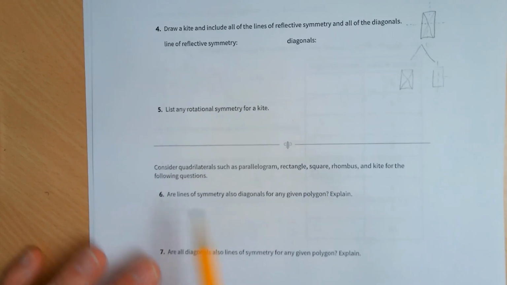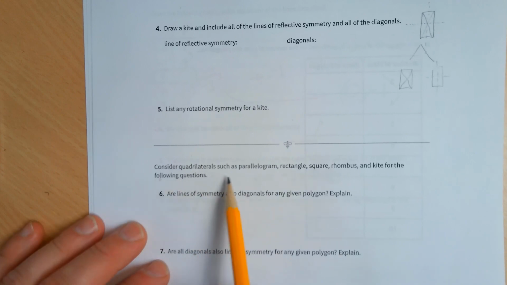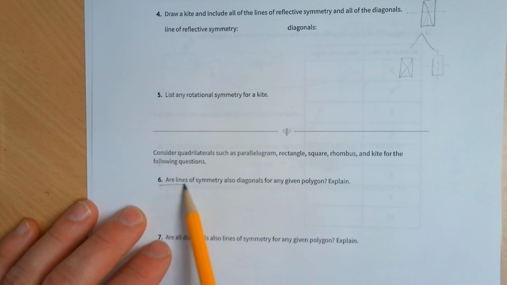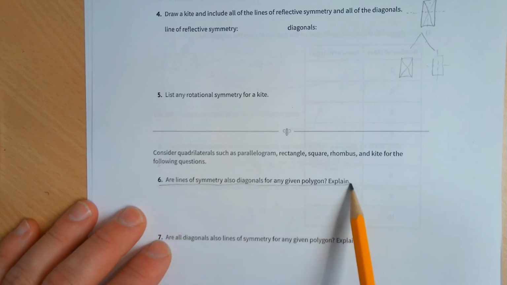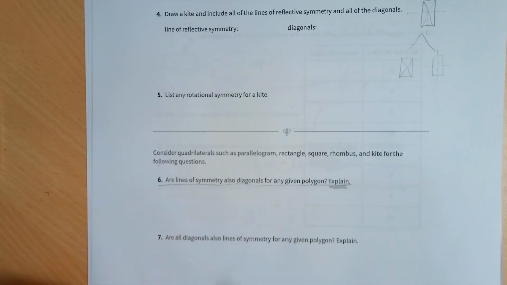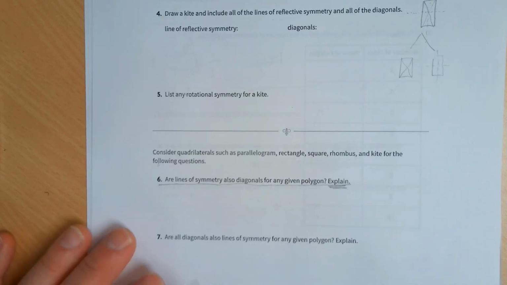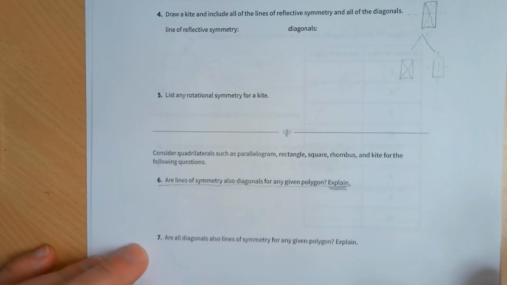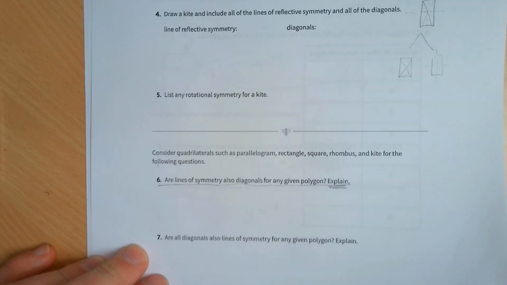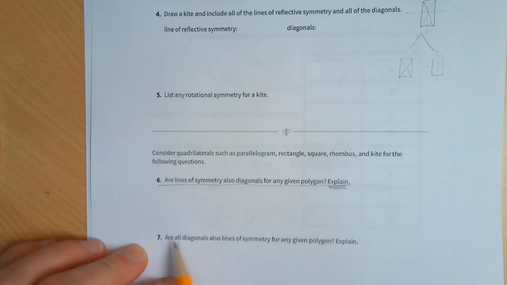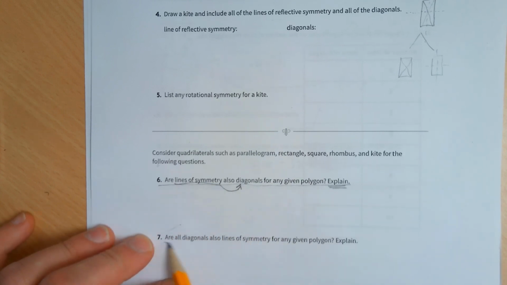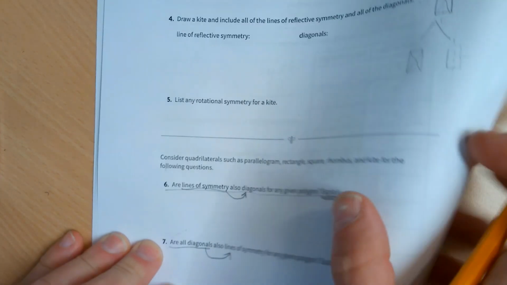Be careful with that one. Consider quadrilaterals such as parallelogram, rectangle, square, rhombus, and kite for the following questions. Are lines of symmetry also diagonals for any given polygon? Explain. Well, we seem to already have countervailing evidence. Are all diagonals also lines of symmetry for any given polygon? That's a slightly different question. One's asking about the lines of symmetry also being diagonals. One's asking about the diagonals. Also, are they lines of symmetry? Maybe.